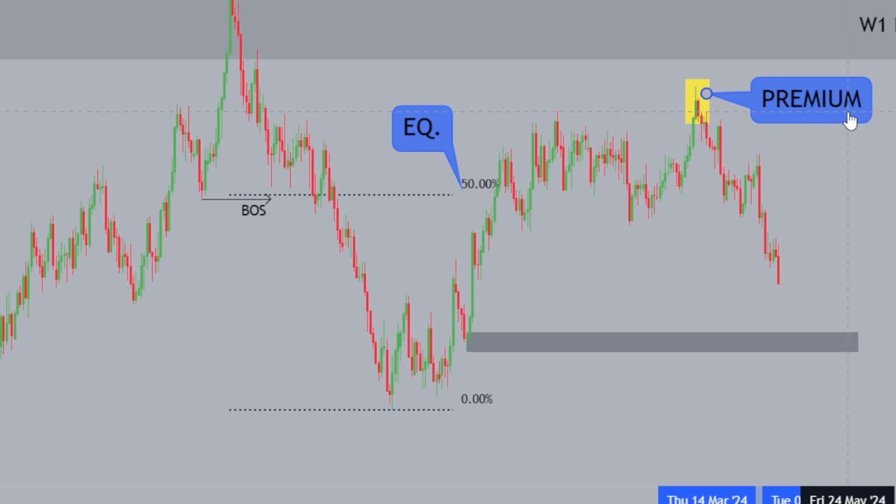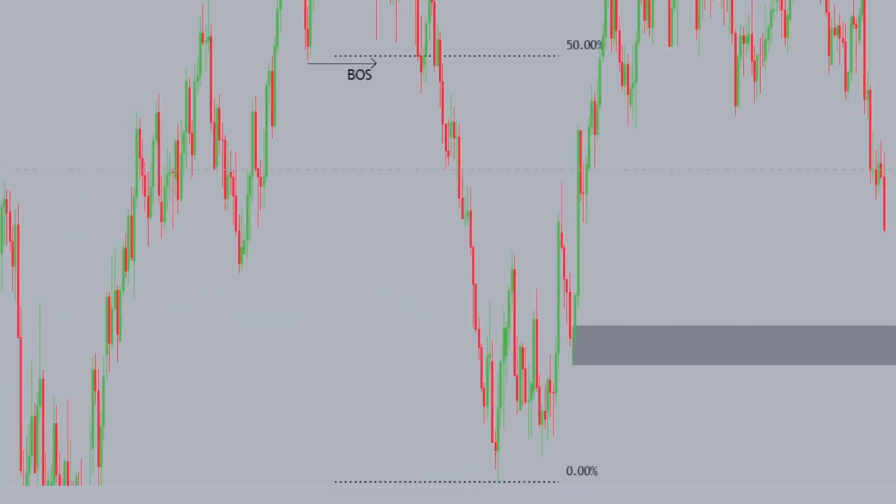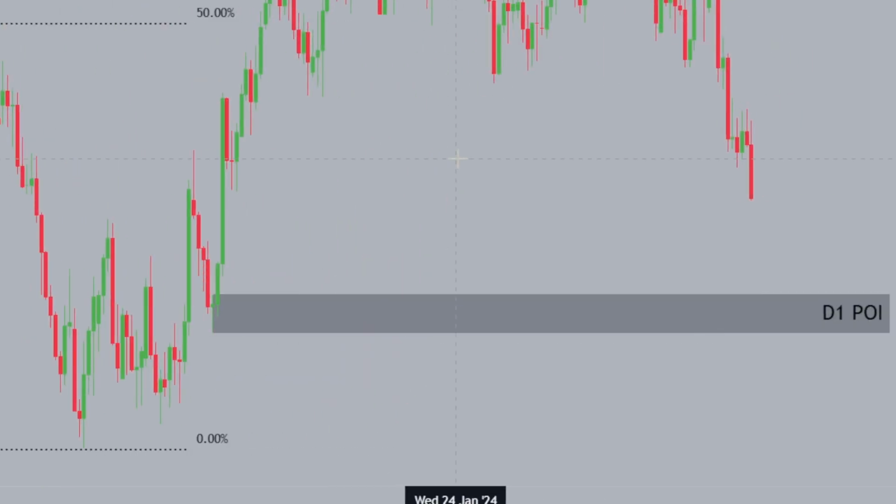So with this information, we need to use this information of structure, premium and discounts and fair value gaps to try and decipher where the markets are going to go next. And this is very important. This is a key skill in any market, whether it's forex, indices, crypto, or commodities. And we use the same overall concept.